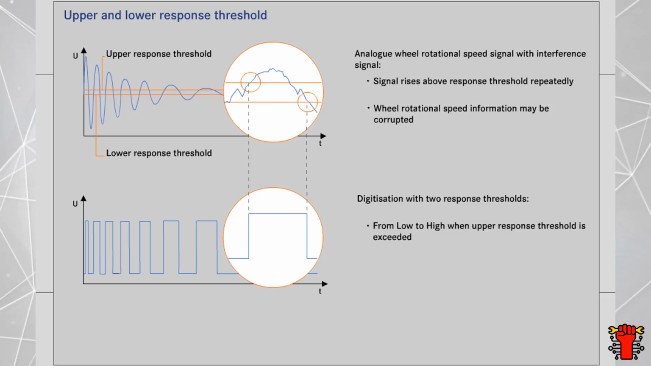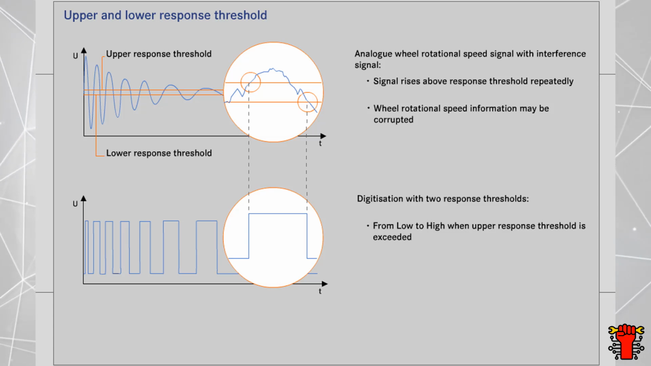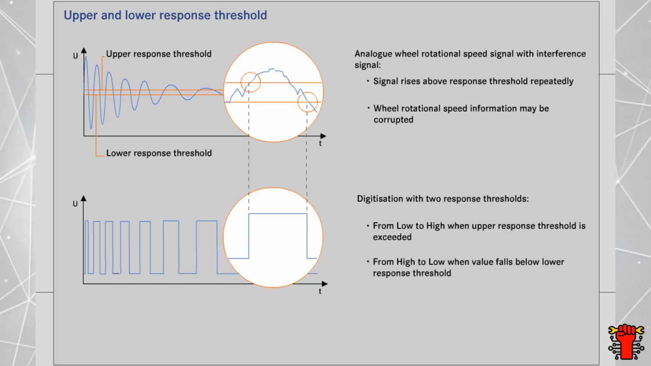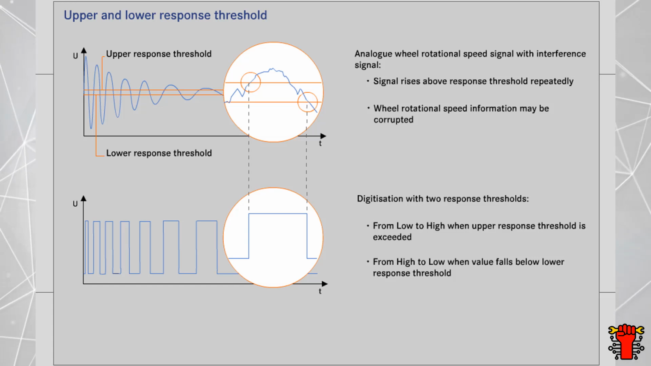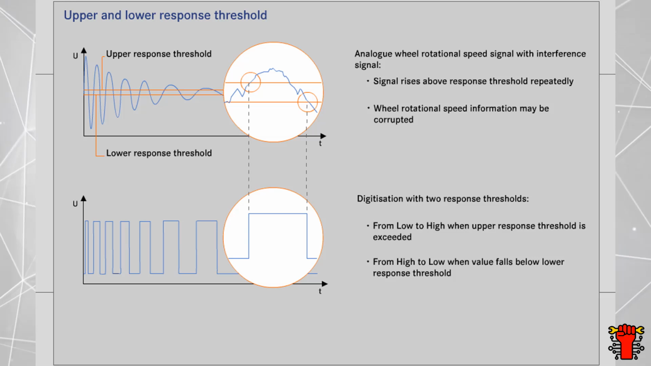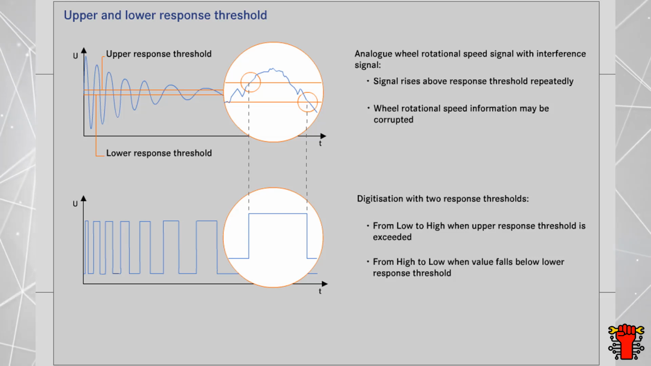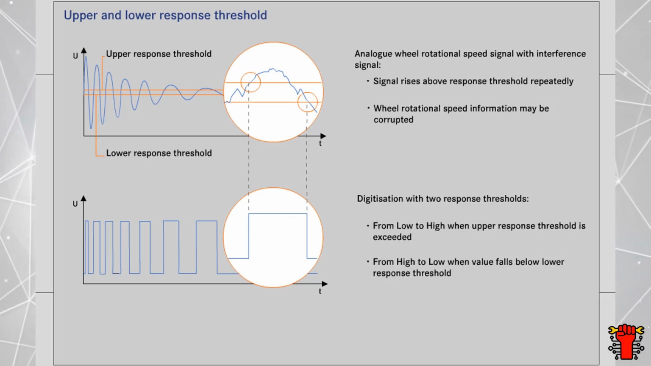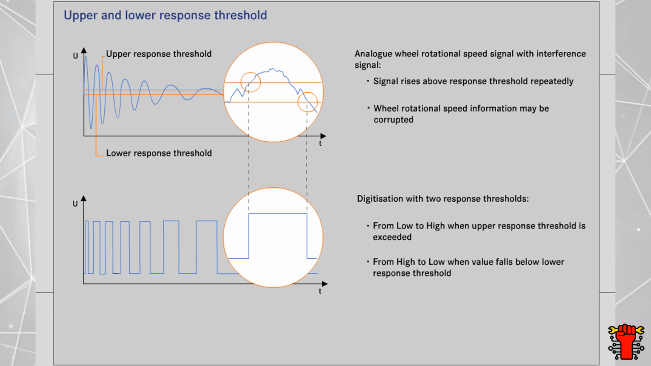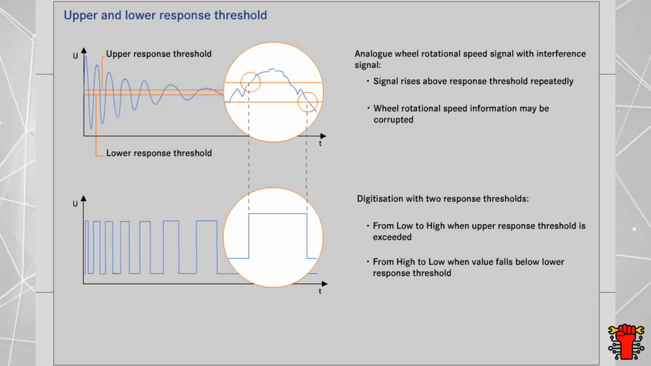A switch from low to high occurs when the signal exceeds the upper response threshold. A switch from high to low occurs when the signal drops below the lower response threshold. This ensures that interference signals which fluctuate between the two response thresholds are not evaluated.